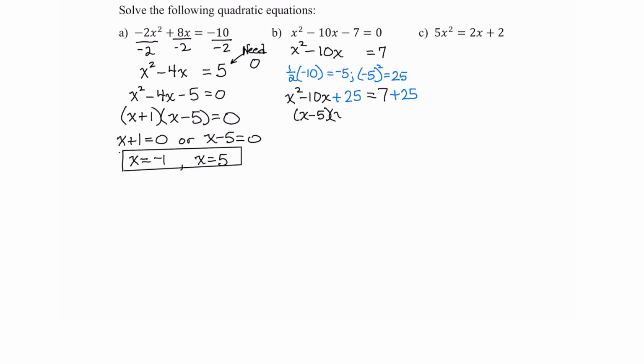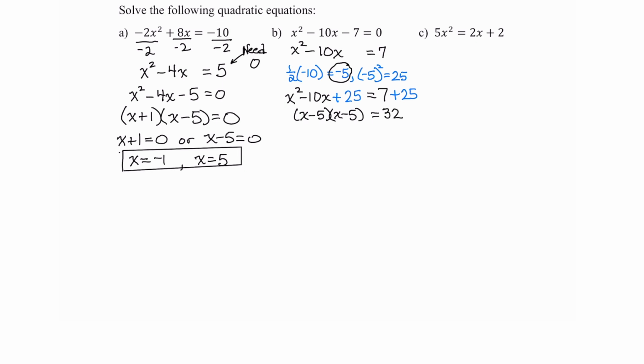And it is always in the factorization, when you're completing the square, whatever 1/2 the middle coefficient was. So this part of that scratch calculation is always what goes in your factorization when you're completing the square and then factoring it. On the right hand side, 7 plus 25 is 32.